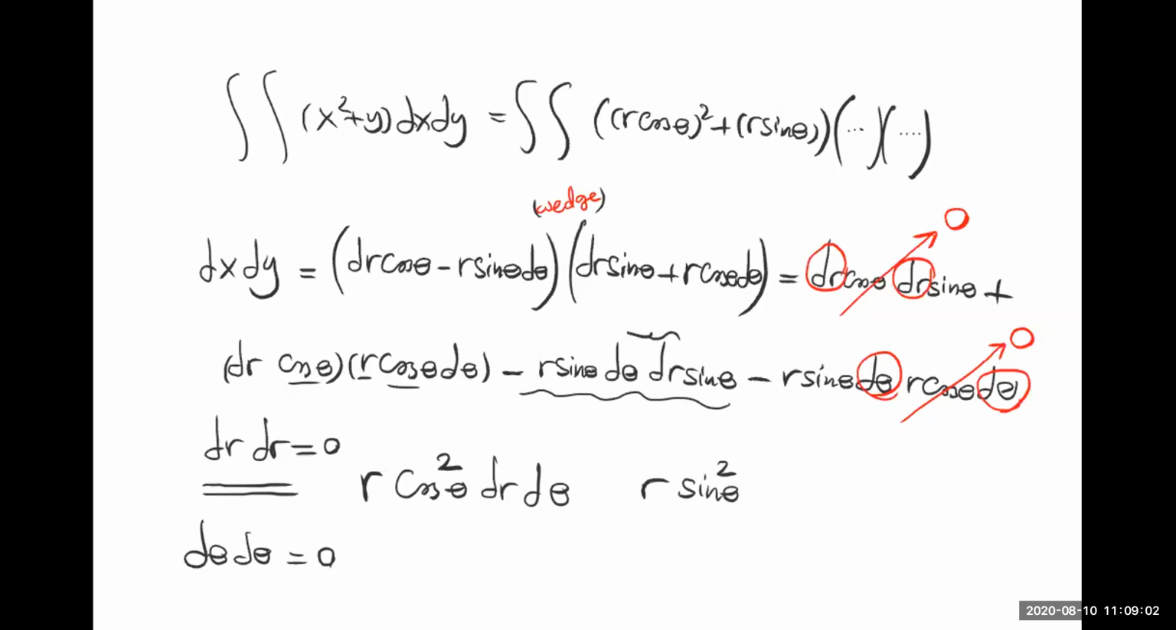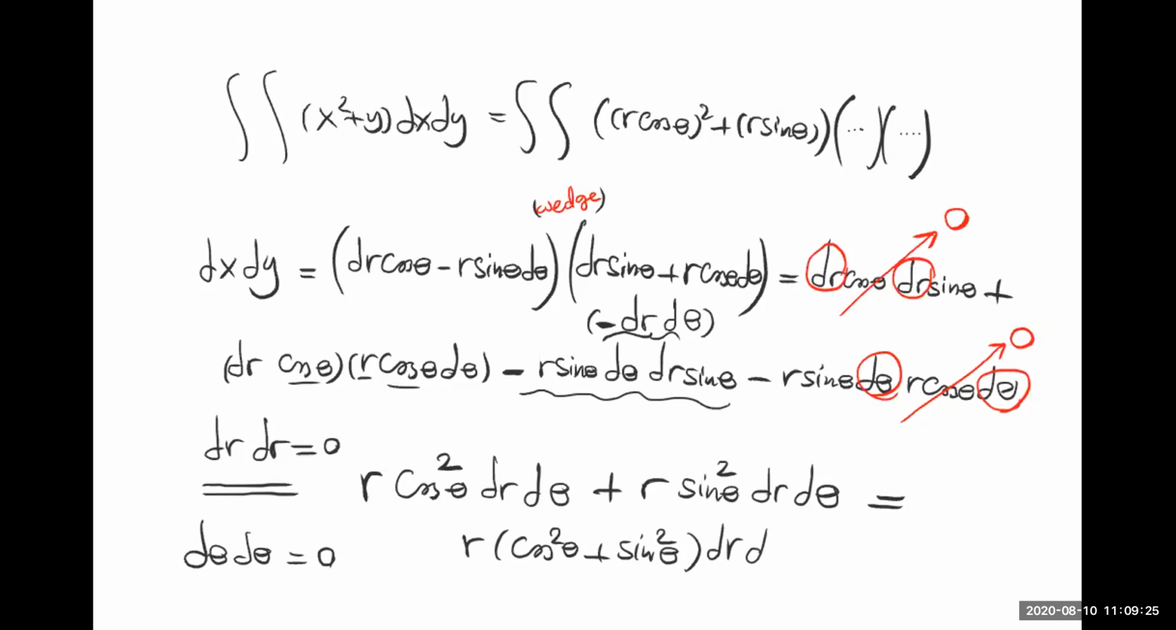So here we have d theta dr. I want to change their order. If I change their order, it becomes negative. So there's a minus here, there's another minus here, and it becomes plus dr d theta. Now, if I add these two, I would get r times cosine theta squared plus sine theta squared dr d theta. But cosine squared plus sine squared is 1. So I would get r dr d theta.